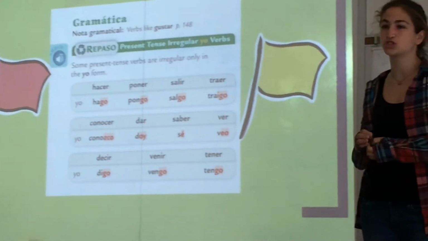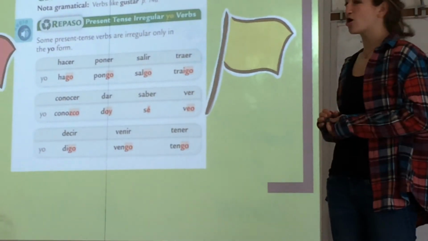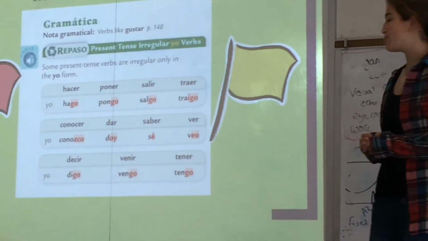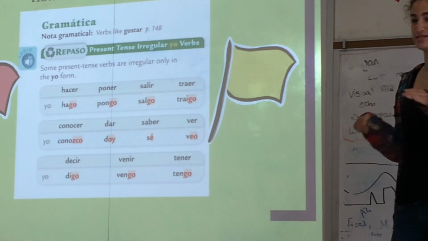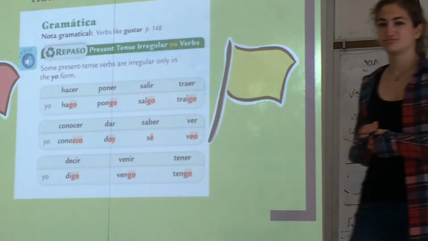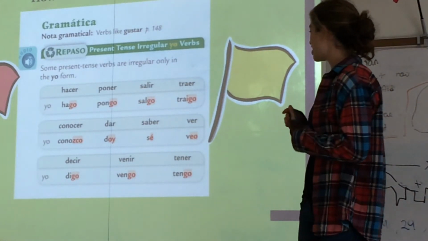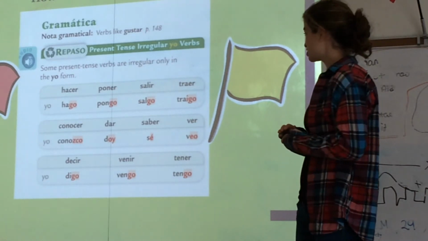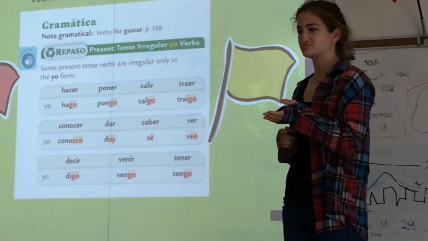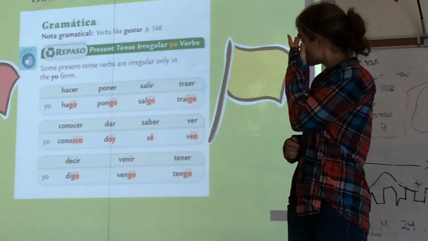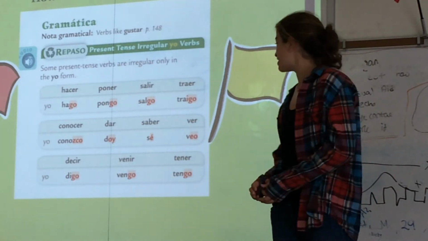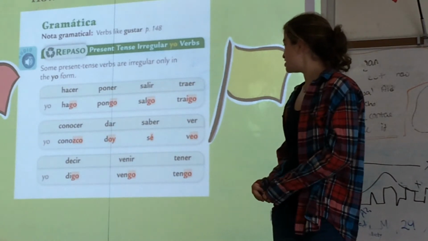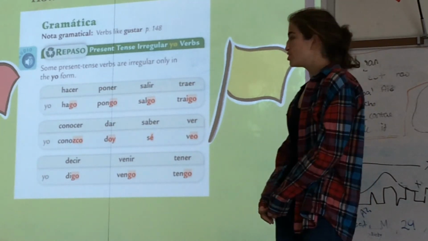Conocer becomes conozco with the Z. Dar becomes doy. Saber becomes sé, and you have to make sure you have an accent on the E, because without the accent, it doesn't mean what you want it to mean. And then there is veo. So conocer is conozco. Dar, doy. Saber, sé. Ver, veo.